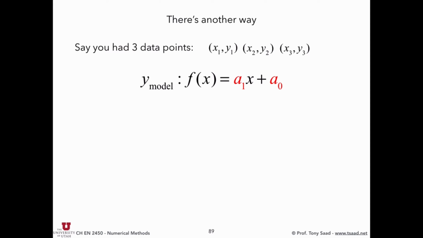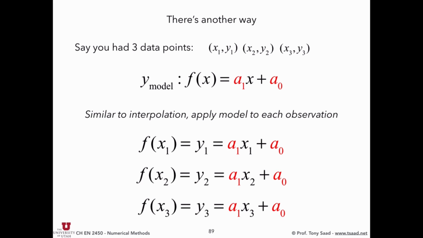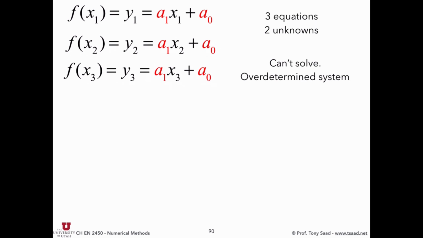Rather than going the least squares route, defining the square of the error and differentiating it, what we're going to attempt to do is pass this equation through these 3 data points. You essentially evaluate that function at x1 to give you y1, at x2 to give you y2, at x3 to give you y3. Obviously, there's a problem with this system of equations because you have 3 equations and 2 unknowns. So it's an overdetermined system. You have more equations than unknowns, so we cannot solve it.